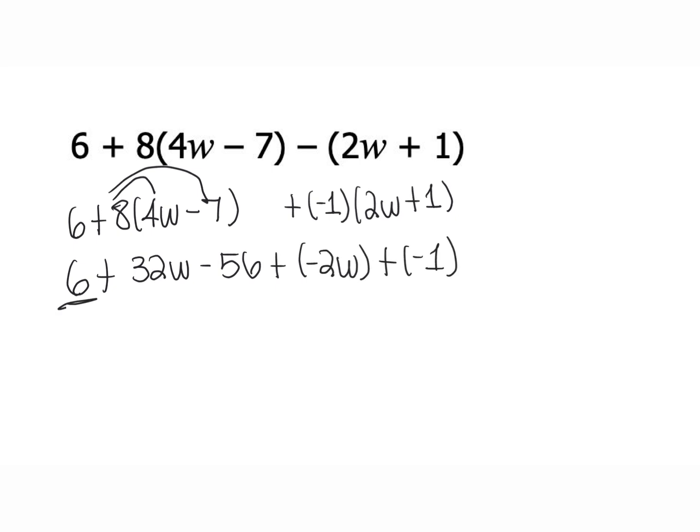All right, we're going to go ahead and combine like terms. 6 minus 56 is negative 50. Minus another 1 is negative 51. And then 32w minus 2w is 30w. And that's it.